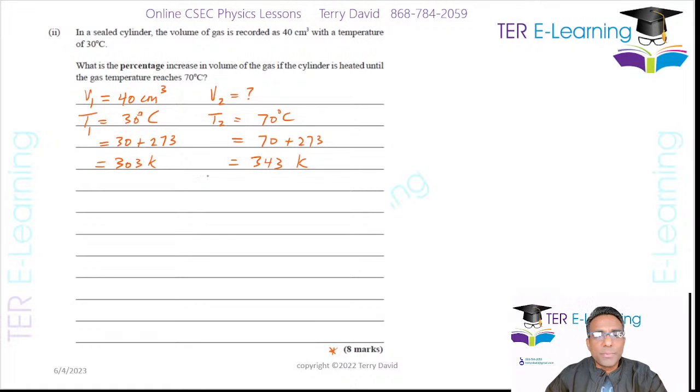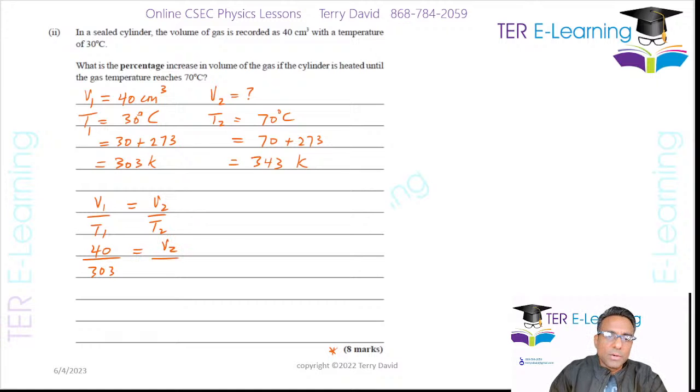Right, so let's see what we're going to do now. Based on the information here, we know that the formula I'm going to use is my Charles' law formula. So V1 over T1 is equal to V2 over T2. I'm going to use this to work out my final volume first of all. So this is going to be 40. There's no need to convert this. Leave it as cm cubed. T1 has to be in Kelvin. So this is 303 Kelvin, is equal to V2, which I don't know what that is, all over T2, which is 343.